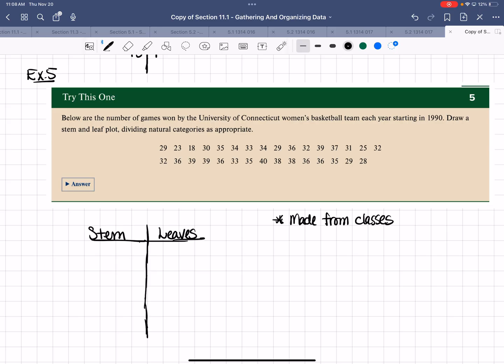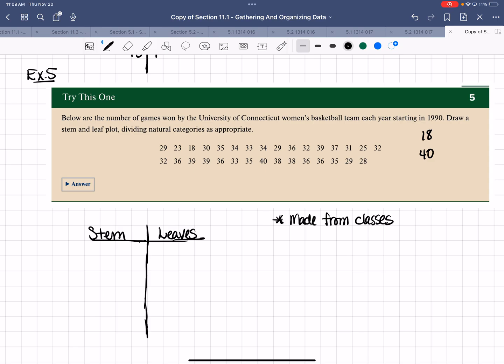okay? So let's look. What's my lowest value here? 18. Is it 18? Yep. 18, what's my highest value? 40. Okay, so as far as who gets to be the stem and who gets to be the leaf, it's pretty easy from that who's going to be the leaf. The ones place will be the leaves.